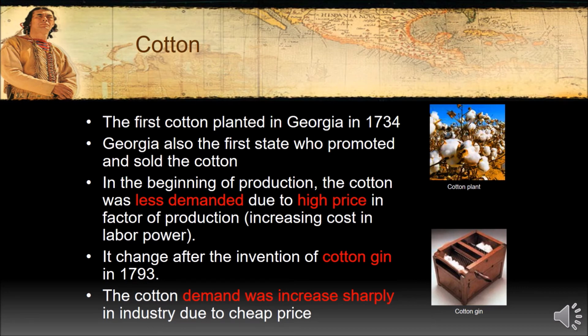It changed after the invention of the cotton gin in 1793. This new machine separated the seeds from cotton easily and faster. Before that, separating seeds from cotton was done by hand. So the effect is that the demand for cotton in industry increased sharply due to the cheap price.